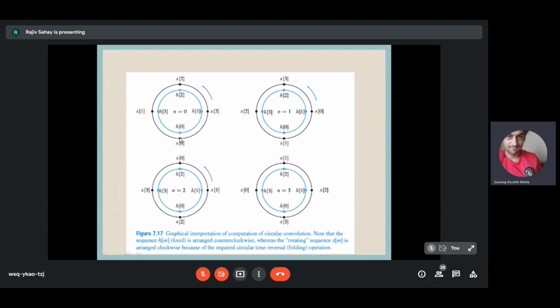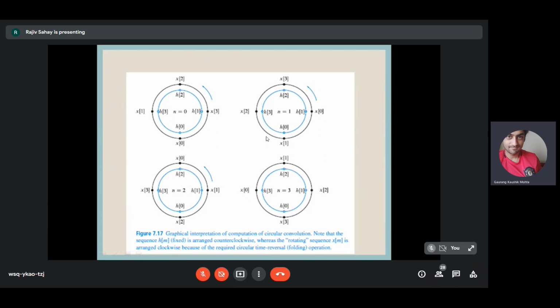Again, it is getting shifted anti-clockwise because it is a circular shift. So to get x of 1 minus m, we are going to do an anti-clockwise shift. Whatever was at x0 will now go here. At x0, you will get the next sample, which is sitting here; it will come here. So we are doing an anti-clockwise shifting.